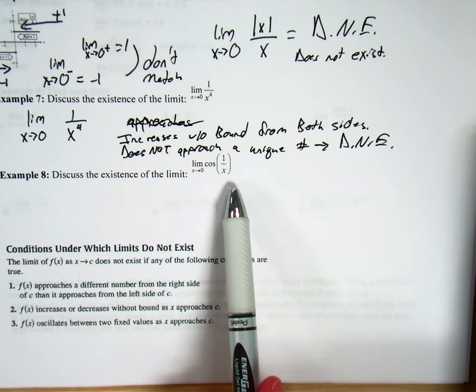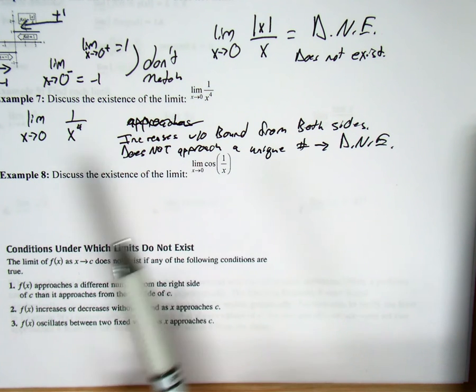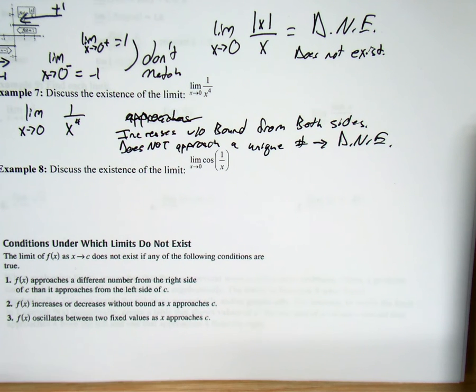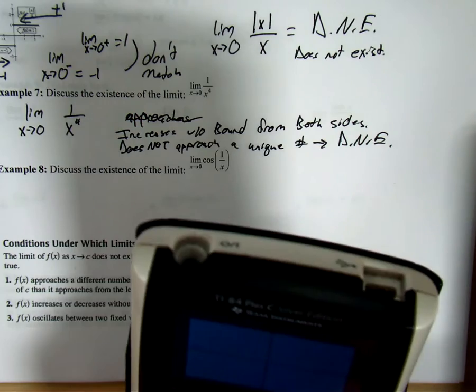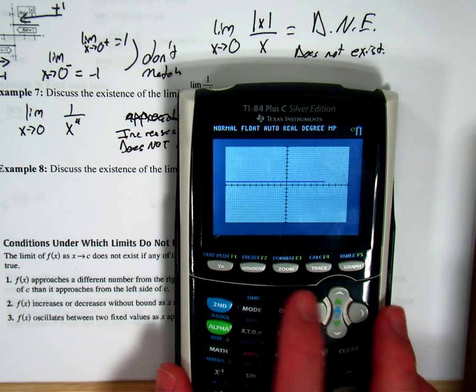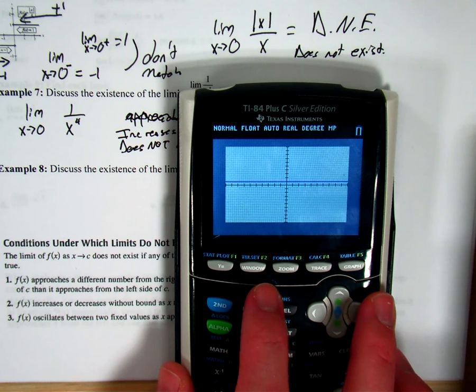Another one, the limit as x approaches 0 of cosine of 1 over x. Let's see if we can get it to do it there. No, let's see. We'll change it to degrees.